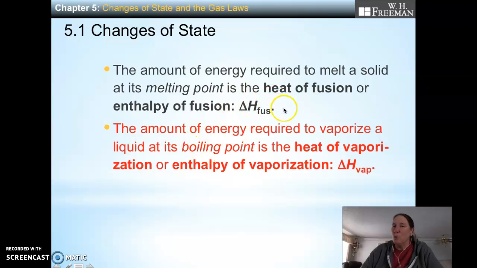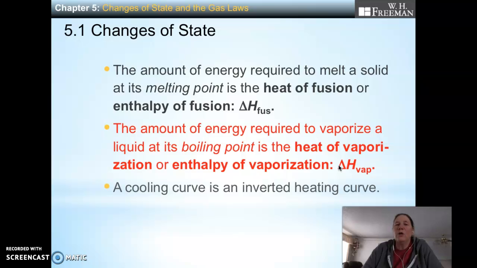For melting water, the heat of fusion is 6.01. The heat of vaporization for boiling water is 40.67. So it's 7 times as much. There's a lot more energy required for vaporization than for fusion, and that makes sense.